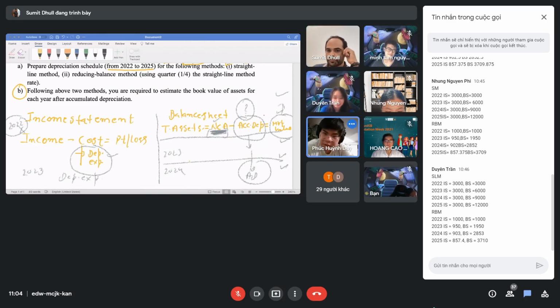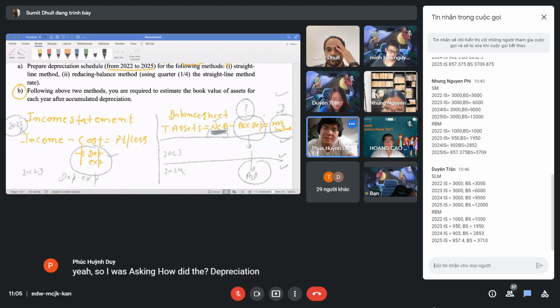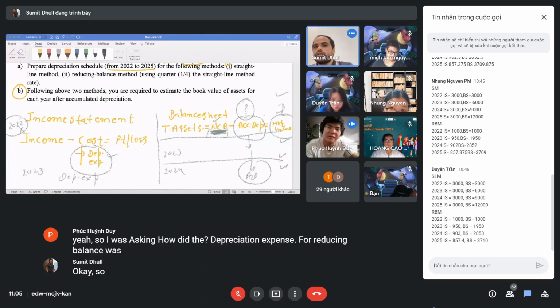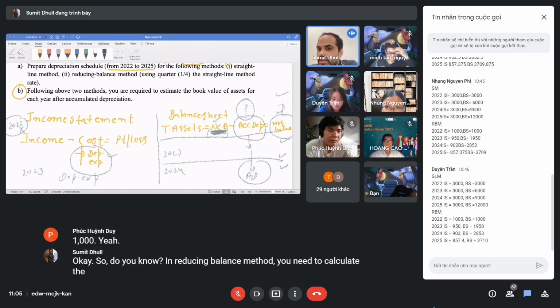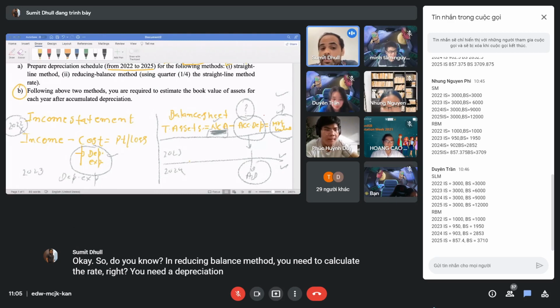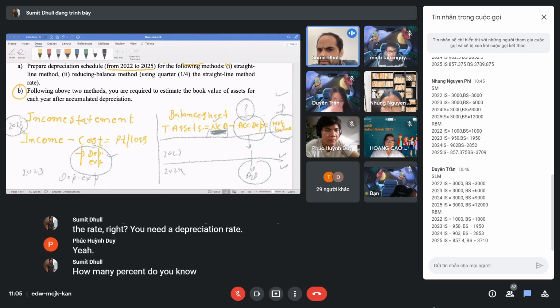Yeah, so I was asking how the depreciation expense for reducing balance started at 1,000. Okay. So do you know, in reducing balance method, you need to calculate the rate, right? You need a depreciation rate. How many percent? Do you know how to calculate depreciation rate in this question?